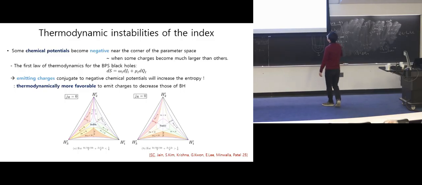So this is a rough picture when you fix the angular momentum and vary the charges. At the center, when all charges are equal, of course, the known BPS black holes are dominant. But if you go to the corner of the parameter space, you will see that there should be a more entropically dominant solution than the known BPS black holes.